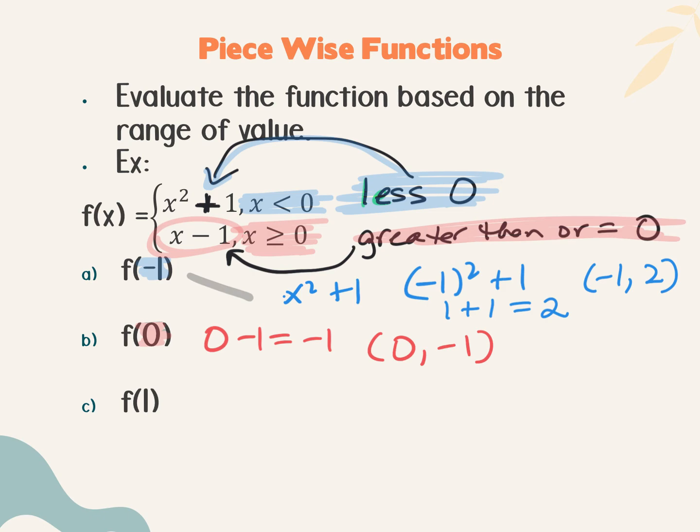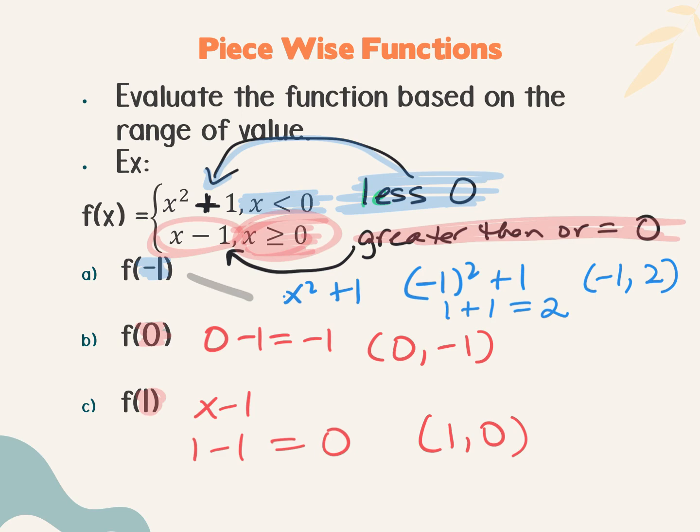For the last one, I need to look to see which one I want to use. The number in the parentheses is a 1. So 1 satisfies this inequality. It's greater than or equal to 0. So I'm using the x minus 1 again. I'm going to plug in a 1. 1 minus 1 is 0. So my answer here is 1 comma 0.